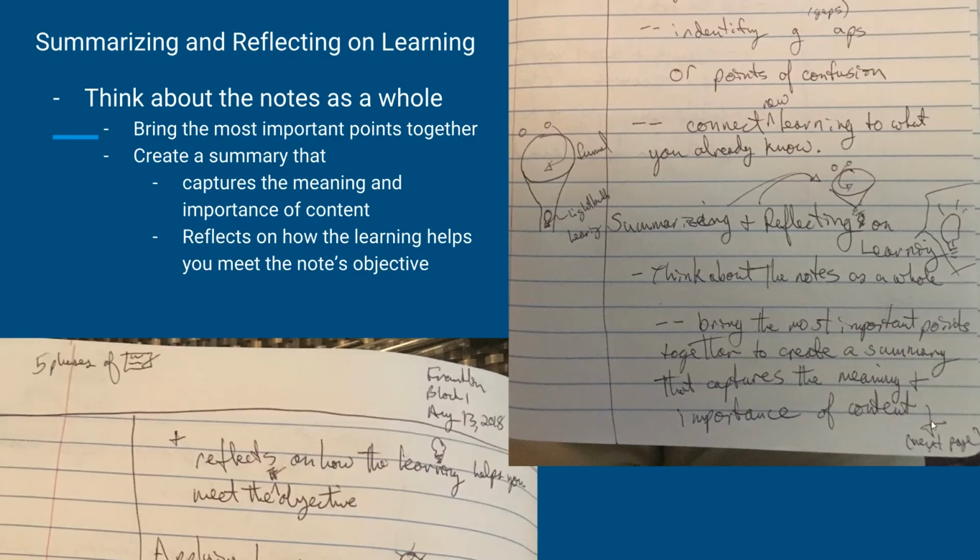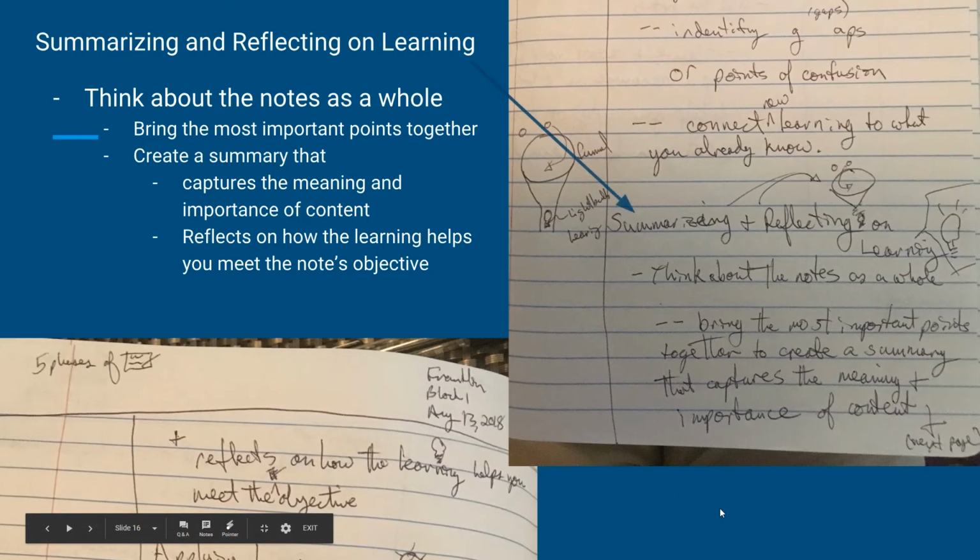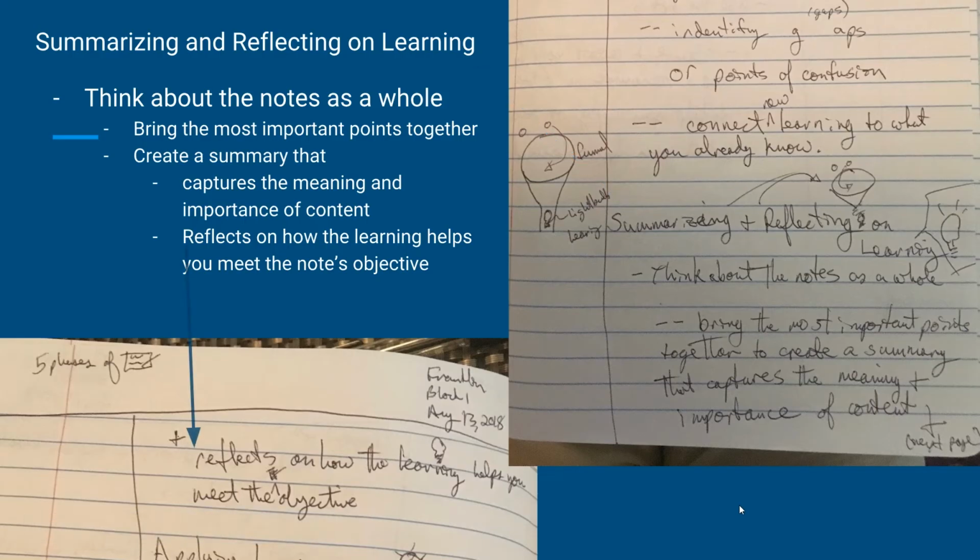And I'm at the end of my page, so I go to the next page, put my title and my block information. Notice I don't have any of that other stuff, I just have the title and the block information. So, importance of content, and reflects on how the learning helps you meet the objective. So there's our summarizing, and there's the reflection.